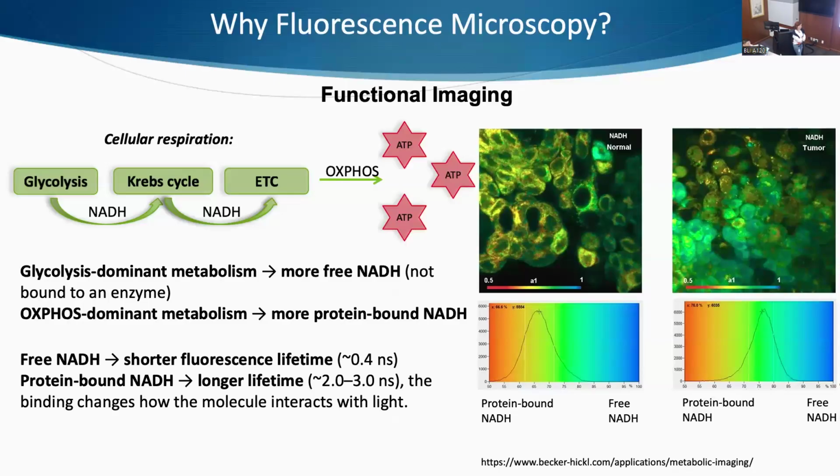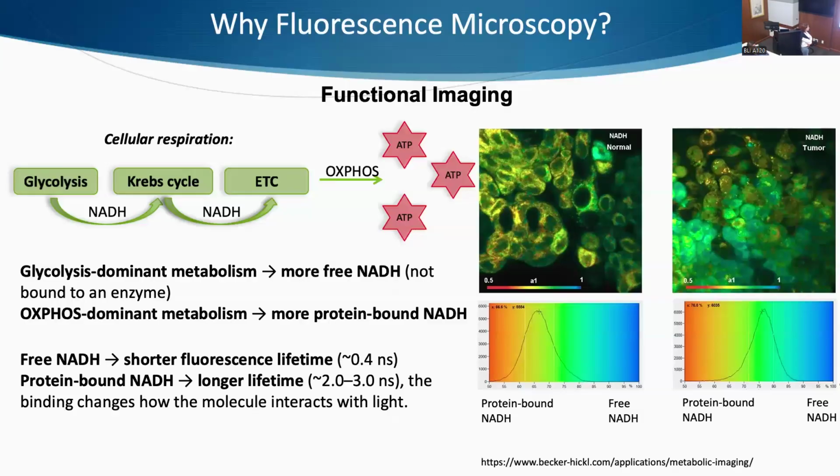And then you just mentioned that free NADH, which is not bound to an enzyme, the fluorescence relaxes faster than when it's bound to an enzyme. So I guess, is it because when it's bound to the enzyme, the lifetime is longer? Yes. Is the fact that it's bound to an enzyme basically protecting the NADH from bumping into its neighbors, and I think it's having a non-radiative relaxation?